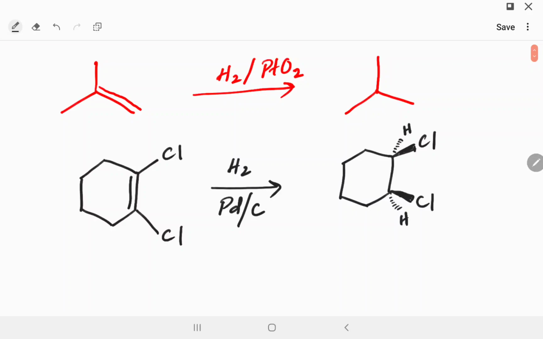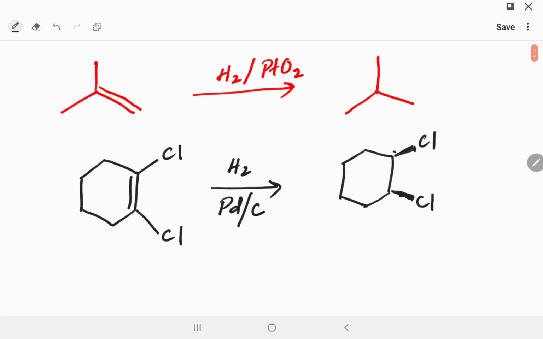So you can draw it like this, but make sure to use either the wedge or the dash to show both hydrogens. Or sometimes you don't even have to show hydrogens. You simply have to draw the chlorines correctly. And in here the two substituents will be on wedge. So very easy. Just keep an eye on cycloalkenes.